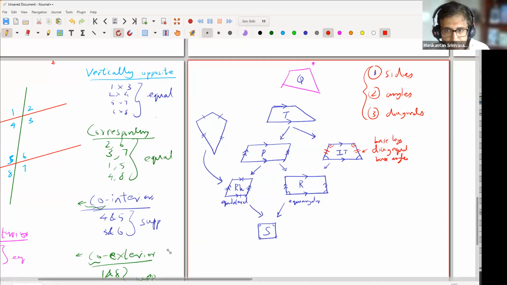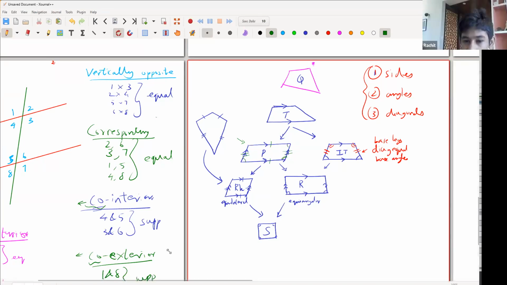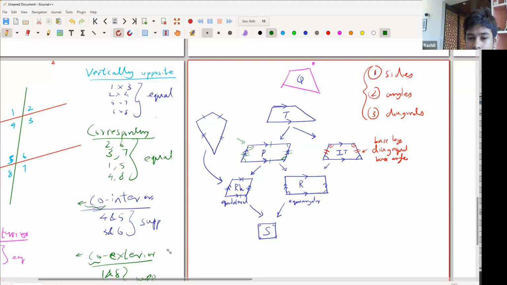Let's move on to Rachit. Now we are talking about parallelogram. Comment on sides, angles, and diagonals. In a parallelogram, both sets of opposite sides are parallel to each other. That's a definition, and they are equal as well. And opposite angles are equal. And adjacent angles are supplementary, right? Yeah, because of the parallel lines.